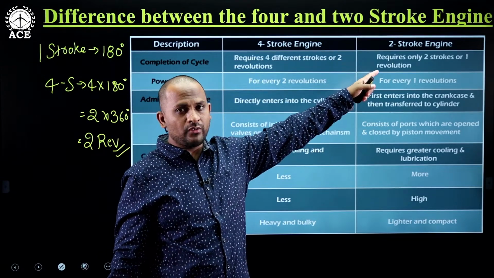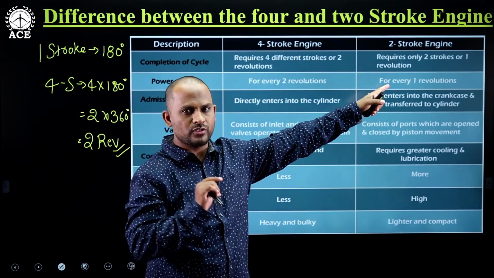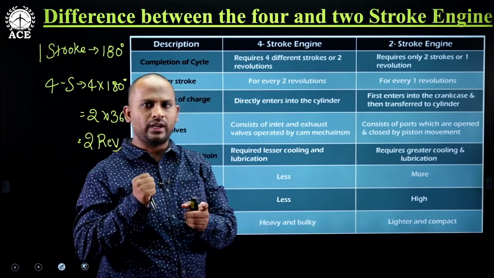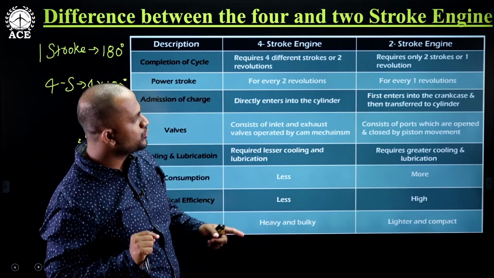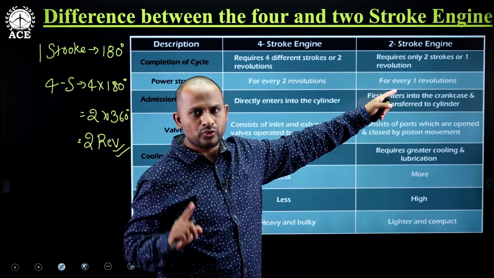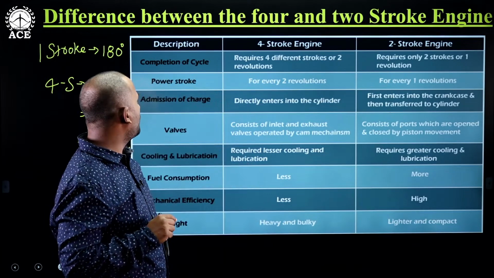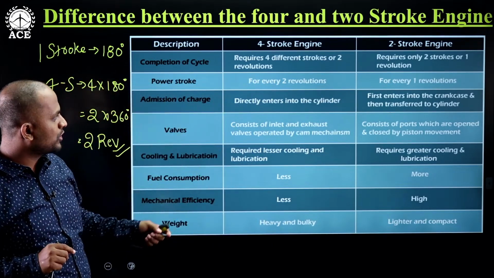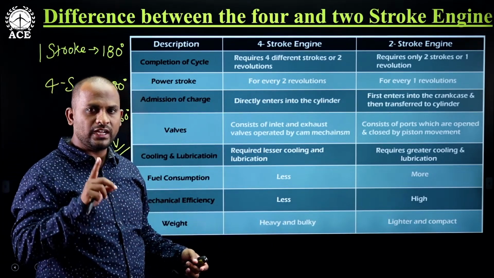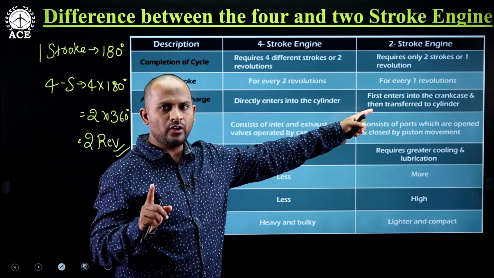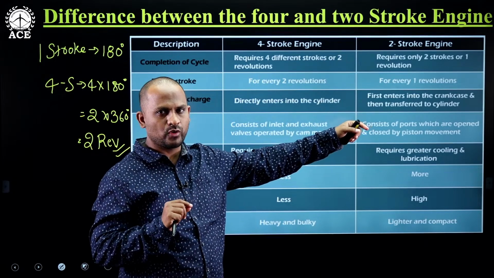Whereas here, how many revolutions? Only 1 revolution, because it is 2 strokes. One stroke 180 degrees, the other stroke 180 degrees. So only 1 revolution here. So 1 revolution is enough to complete the 1 cycle of operations. Next, coming to the power stroke, for every 2 revolutions we will get only 1 power stroke. Whereas here, for every revolution we will get 1 power stroke.